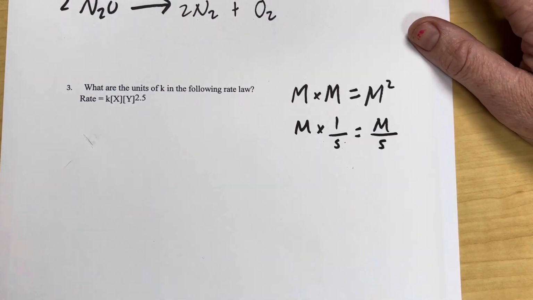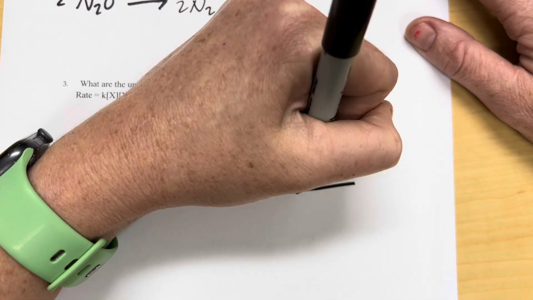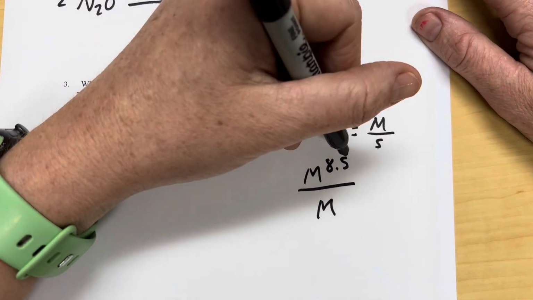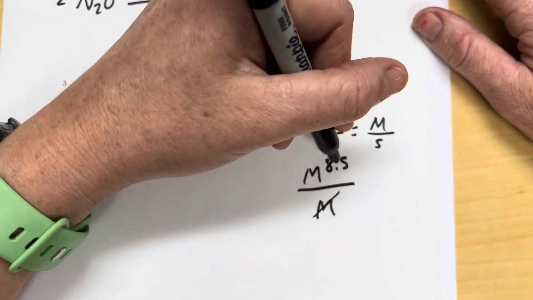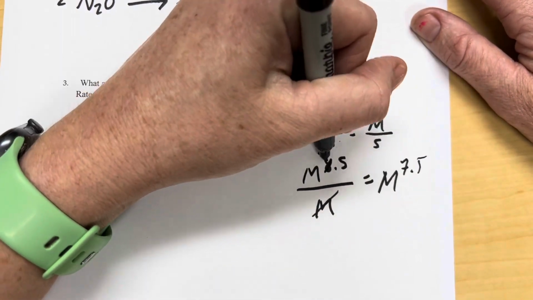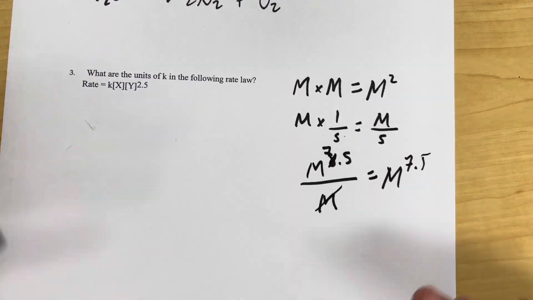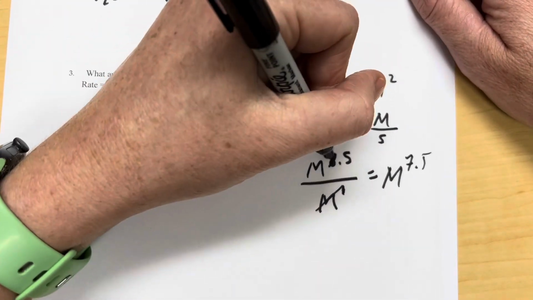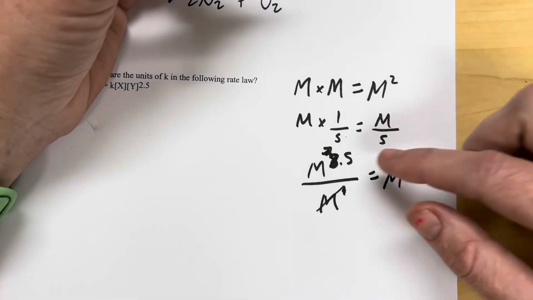If I have an M to the 8.5 divided by an M, just a 1M, we're going to lose 1 because it's going to be divided by this. And that's going to become M to the 7.5. So if we take an 8.5 and we divide it by something, we're going to get a 7.5. We took 8.5 minus 1 and it gave us a 7.5. That's what happens when you divide.